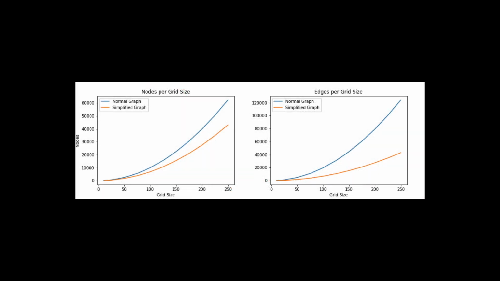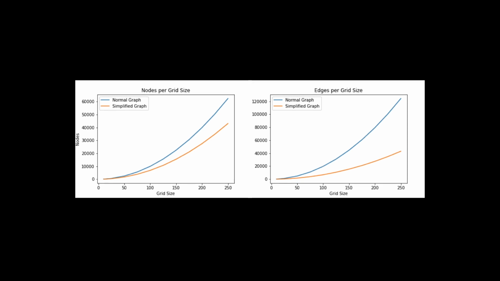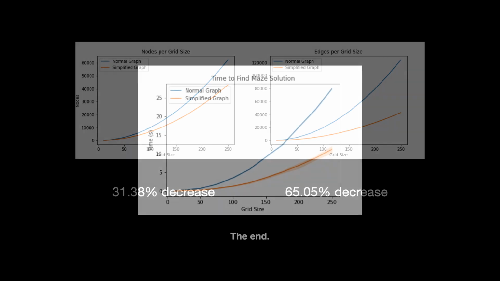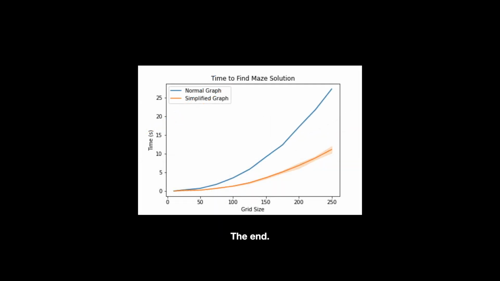But by how much? The chart on the left shows the number of nodes for the normal graph versus the simplified graph. The chart on the right shows the number of edges for the normal graph versus the simplified graph. A surprising result is that increasing the grid size did not result in more or less compression of the graph. Instead, the reduction of nodes saw an average of 31.38% decrease for all grid sizes. The same was true for edges, with a 65.06% decrease of edges.